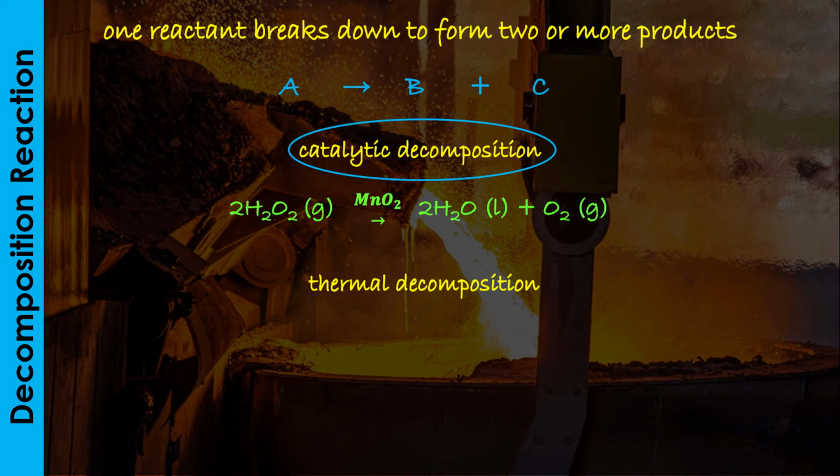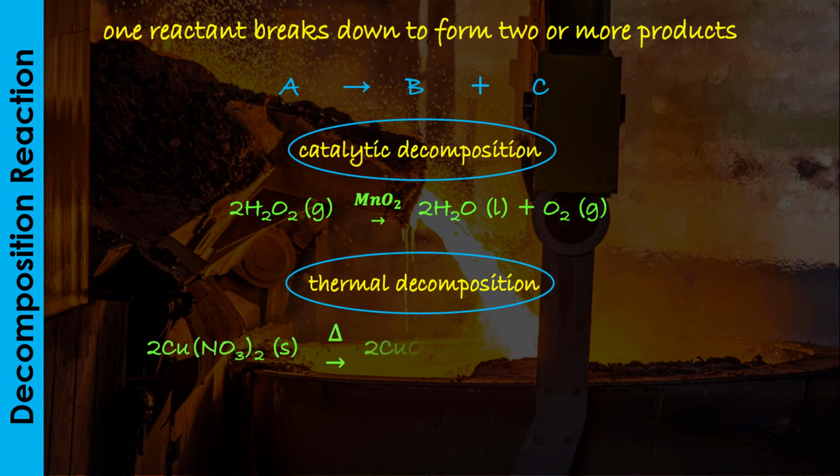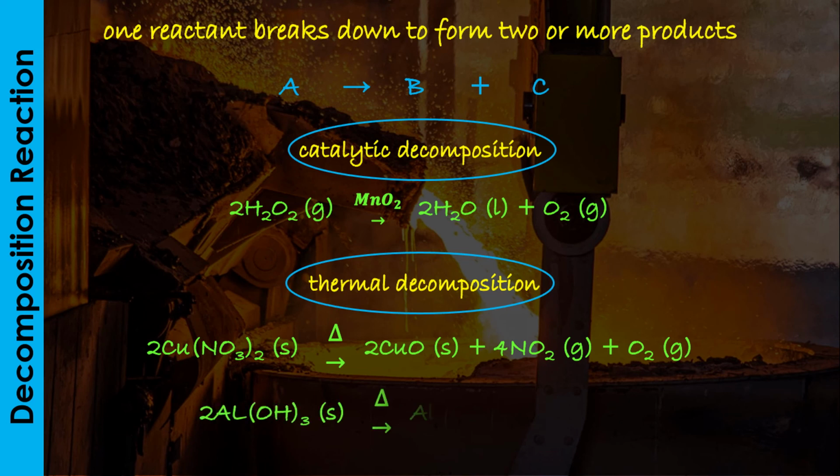Meanwhile, the change that occurs in the presence of heat is called thermal decomposition. Example: the thermal decomposition of copper 2 trioxonitrate 5 to form copper 2 oxide, nitrogen 4 oxide and oxygen gas, and the thermal decomposition of aluminium hydroxide to form aluminium oxide and water. The small triangle above the arrow represents source of heat.